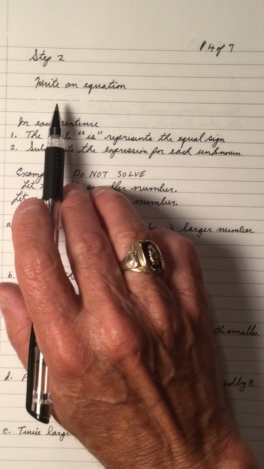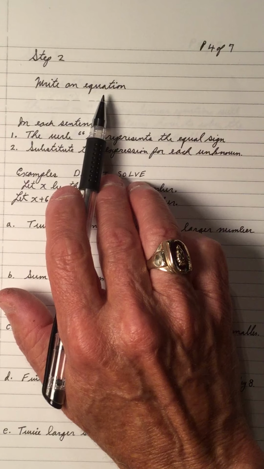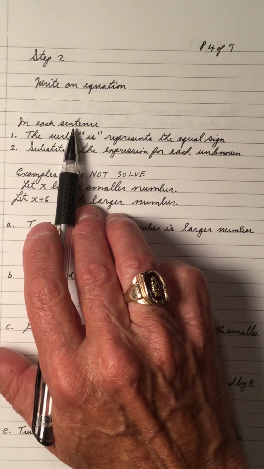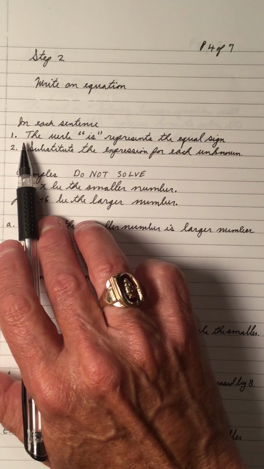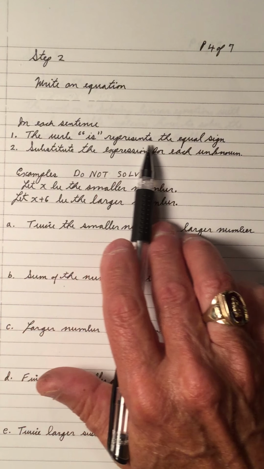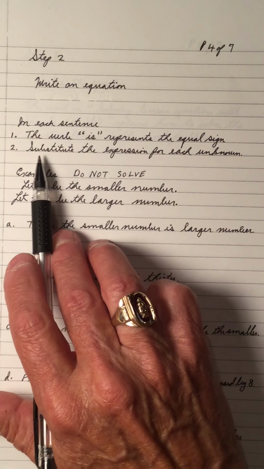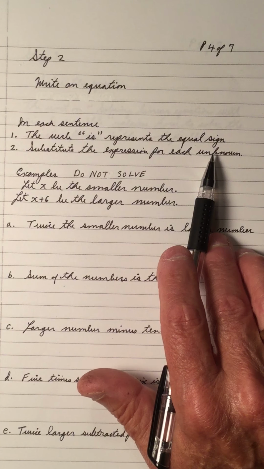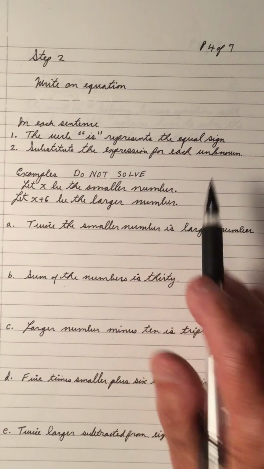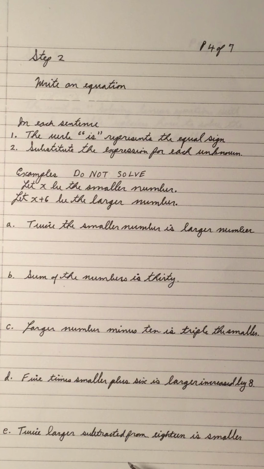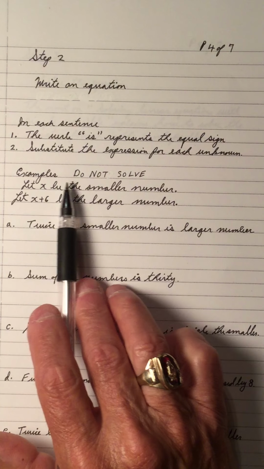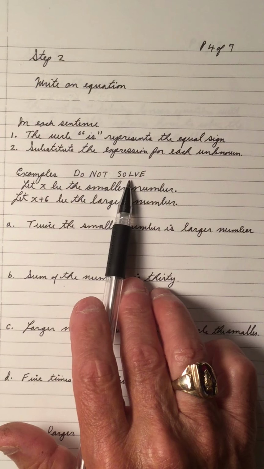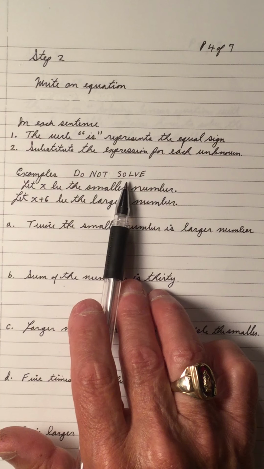Step 2, write an equation. In each sentence, number 1, the verb is represented by the equal sign. Number 2, substitute the expression for each unknown. I will do these examples that you see down below to explain this. In the examples, we're not going to solve the equation. I'm going to show you how to write them.